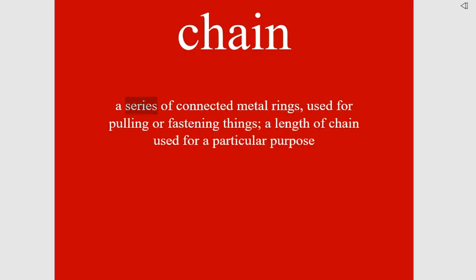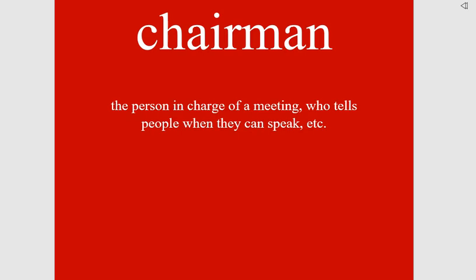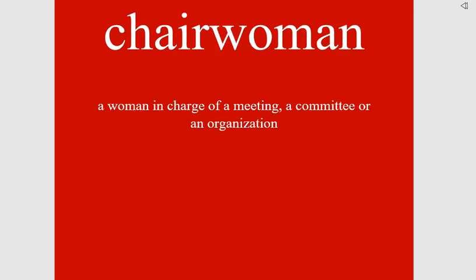Chain. A series of connected metal rings, used for pulling or fastening things, a length of chain used for a particular purpose. Chair. A piece of furniture for one person to sit on, with a back, a seat, and 4 legs. Chairman. The person in charge of a meeting, who tells people when they can speak, etc. Chairwoman. A woman in charge of a meeting, a committee, or an organization.